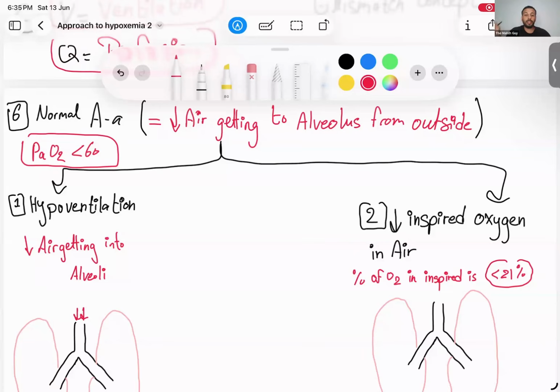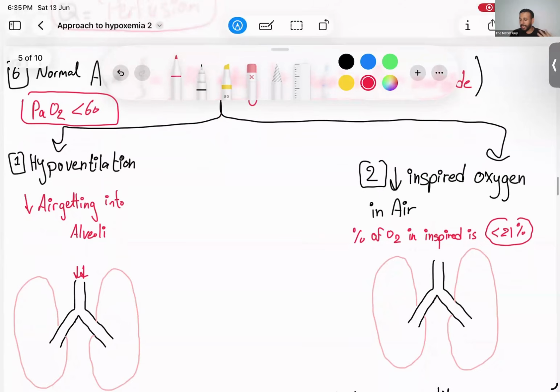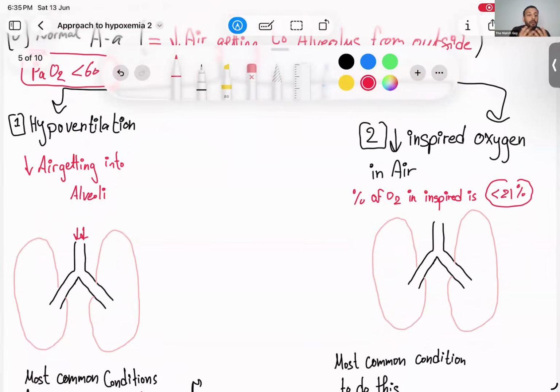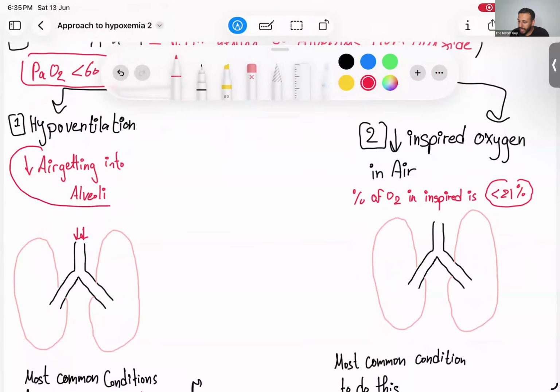And there are two main divisions for those who have a normal AA gradient. Don't jump to conclusions, guys. Yeah, high altitude is one of them, but it's not the main one. There are two classifications. It's going to be either that the patient is hypoventilated. What do I mean by hypoventilated? I mean that the patient is having less air getting into the alveoli, meaning that the respiratory muscles, or the air itself, is not going to the alveoli, whatever the cause is.